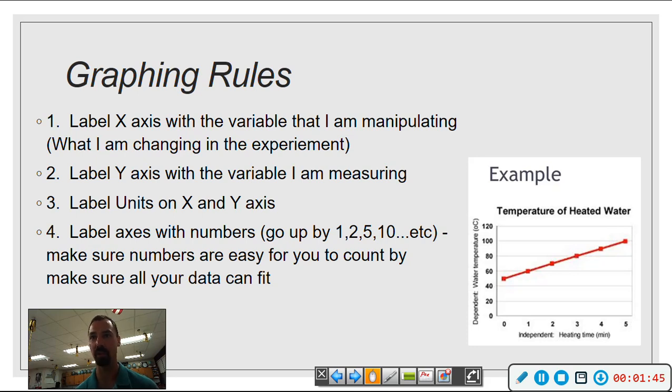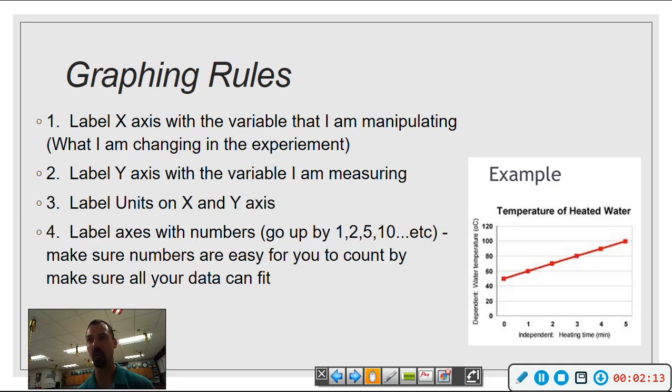Properly labeling units also matters. In parentheses, you should have the units next to whatever you've labeled. So this is in minutes, and this is in degrees Celsius on the y. Also, pick numbers that go up easily, and you don't have to start with 0 all the time. You can start with the lowest data number if it works, but do go up by easy numbers.